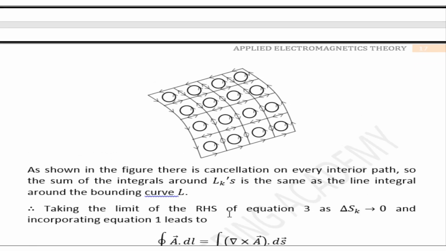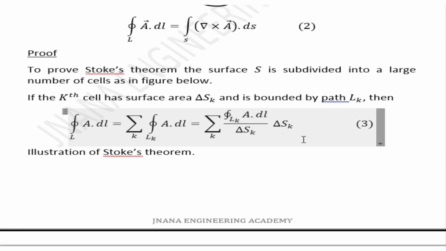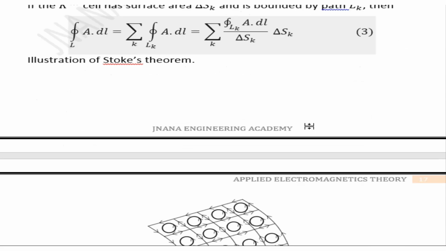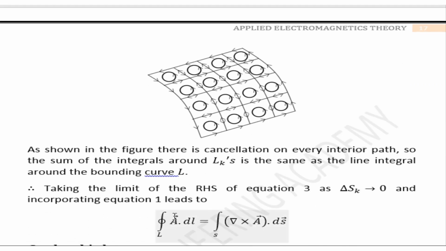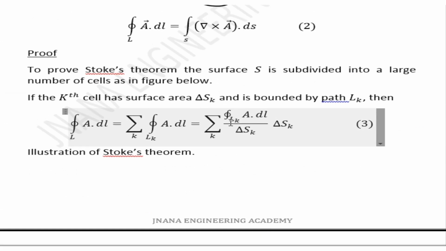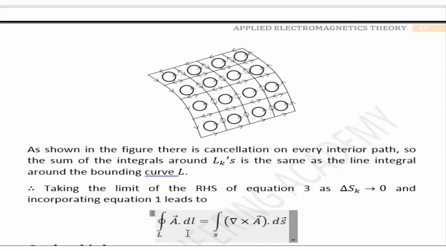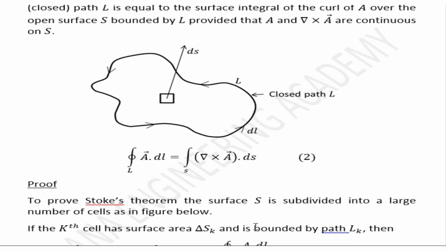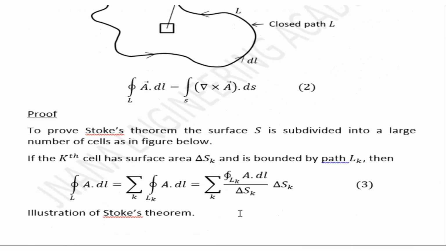Here, taking the limit of the right-hand side of this third equation, we can write that the integral of A dot dl is equal to the integral over S of del cross A dot ds. That is, the integral over L of A dot dl is equal to this particular parameter, del cross A. So we say that the integral of A dot dl is equal to the integral over S of del cross A dot ds. That is, we have defined this particular expression as the curl, so this becomes del cross A.